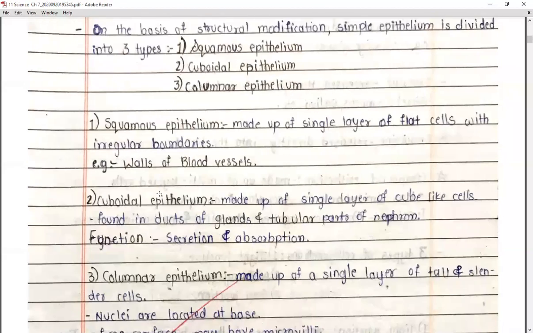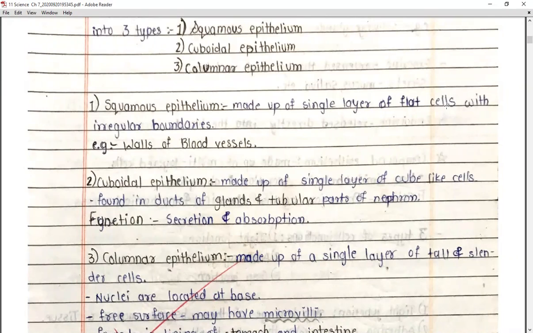So first is the squamous epithelium. It is made up of a single layer of flat cells with irregular boundaries. Now this type of cells is made up of a single layer. This is the simple epithelium, so all three, that is squamous, cuboidal as well as columnar, are going to have a single layer of epithelial cells. But what is the difference between them? You see here that the squamous epithelium is made up of a single layer, but the cells are comparatively flat in nature, right? And they possess what? Irregular boundaries. Irregular boundaries means their boundaries are not smooth, right?